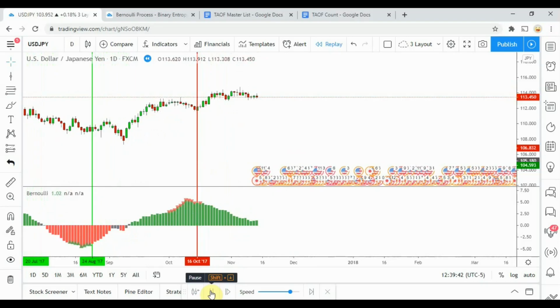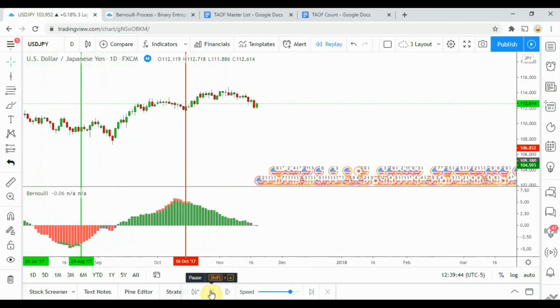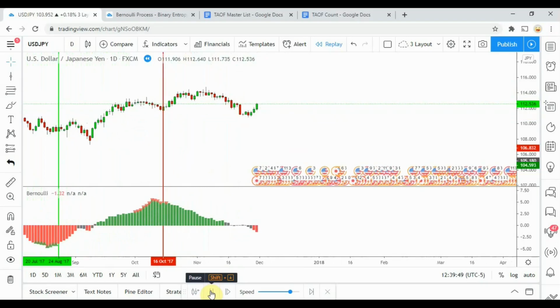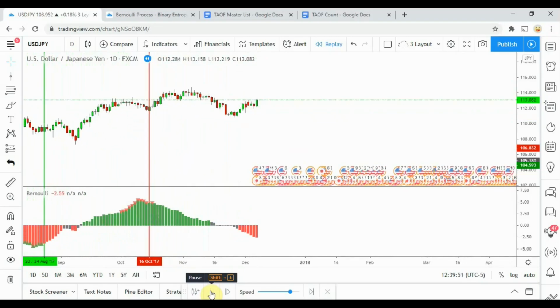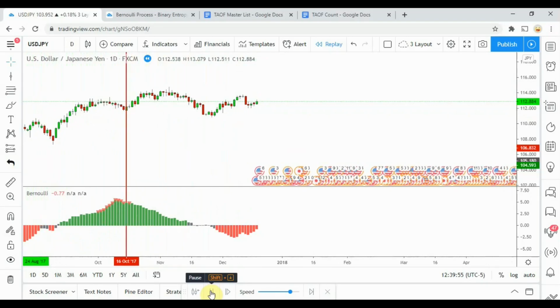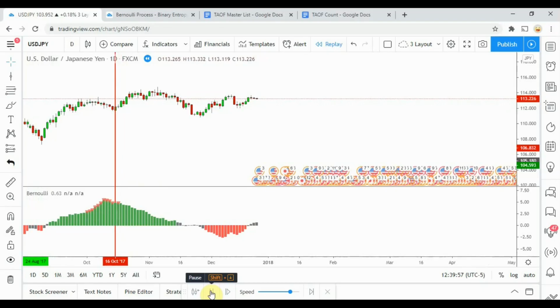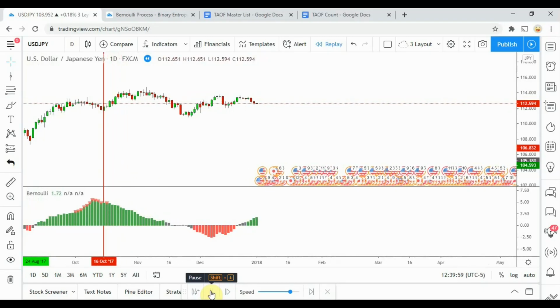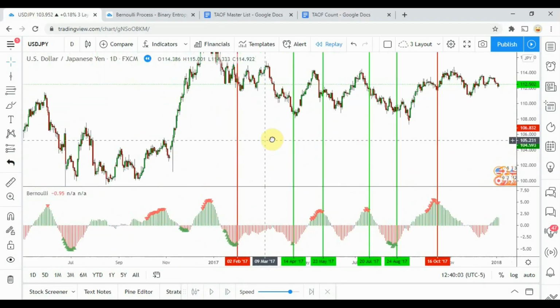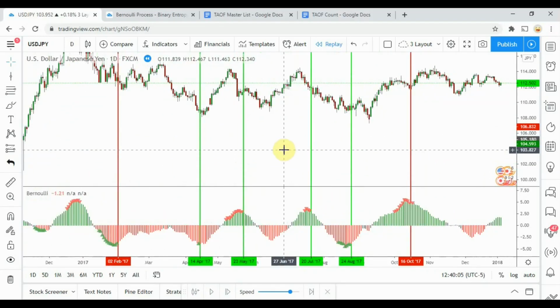Just keep plugging along here. Getting close to the end of the year. Again, it's still doing really well. See if we can pick up another signal before we get to the end of the year. Nope. Doesn't look like we are going to get another signal.